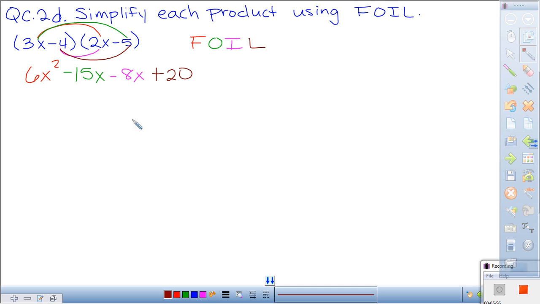Again, we need to see if we can simplify. We have some like terms, so we need to make sure that we combine them. Negative 15x and negative 8x. So I'll bring down my 6x squared. Negative 15x minus 8x, so it's a negative and a negative. I end up with negative 23x plus 20.